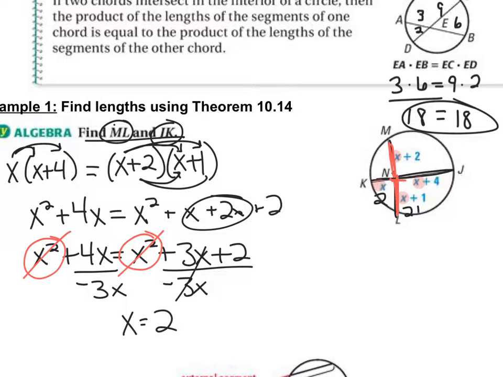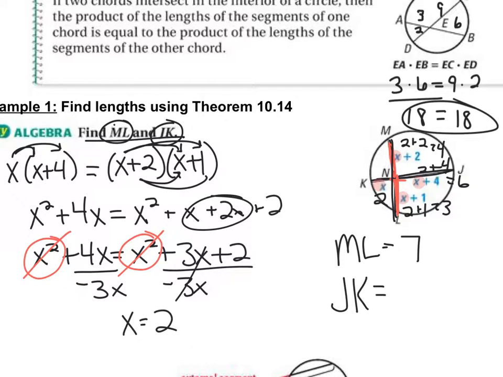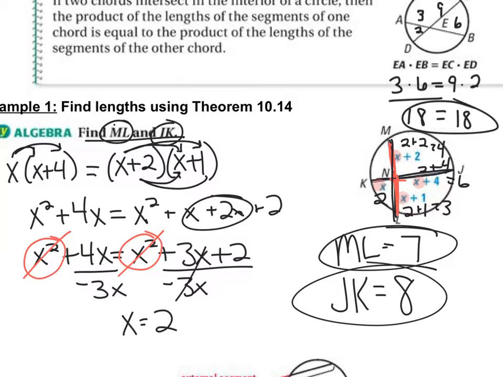This is going to be 2 plus 1, which is 3. This is going to be 2 plus 4, which is 6. And then 2 plus 2, which equals 4. So ML will be equal to, this is ML right here, we had 4 and 3, so ML is equal to 7. And then JK will be equal to 2 plus 6, which is 8. Okay, so nothing that we haven't really done before with multiplying and simplifying, getting x's all on one side, but just a little more confusing, so just make sure you understand what it is we are trying to accomplish there.